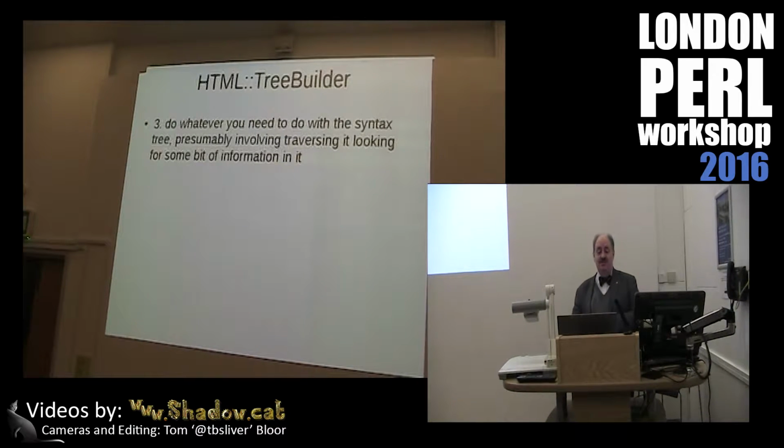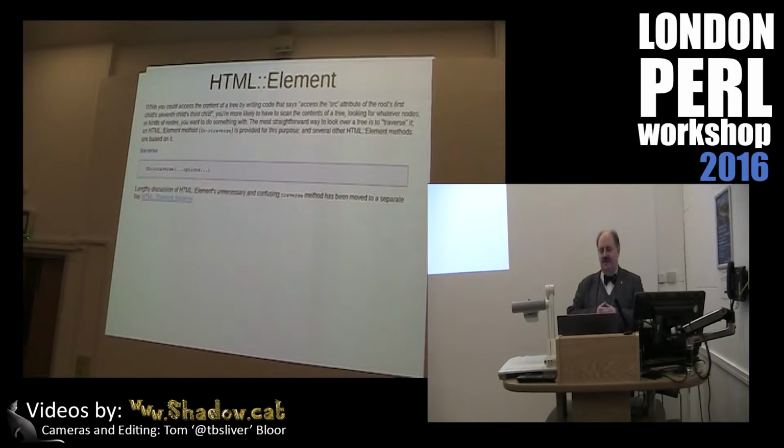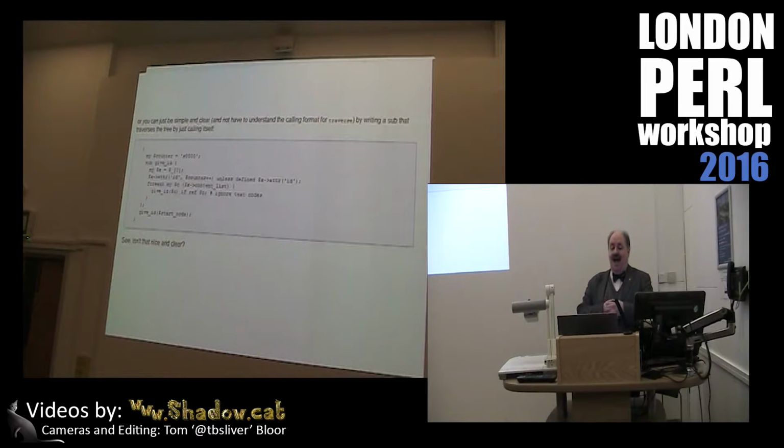Next one was HTML::TreeBuilder, which does talk about getting stuff out of it. Traversing the tree. Doesn't tell you how in the HTML::TreeBuilder docs, but they point you to HTML::Element. And that says we've got a traverse method. Isn't this wonderful? We're now getting somewhere. Until you go further on, and it says it's unnecessary and confusing. And points you to yet another set of documentation. Yak shaving, anyone? And this says you can write your own recursive sub. Isn't that nice and clear? No, it isn't. It's foul and opaque.